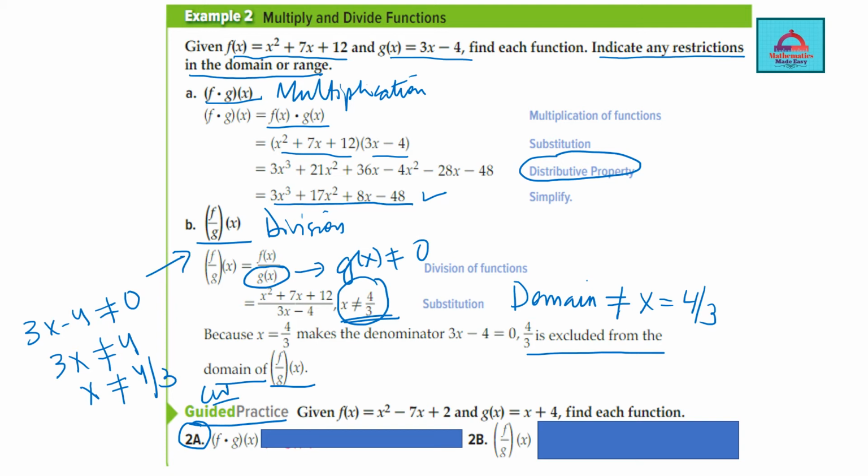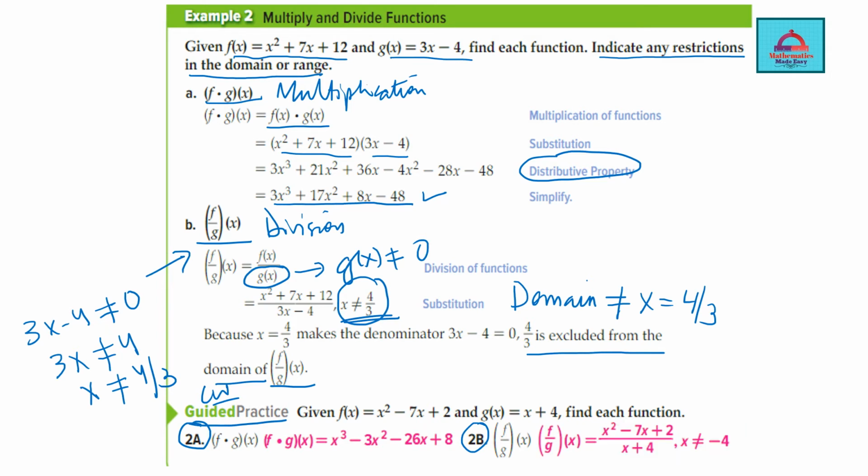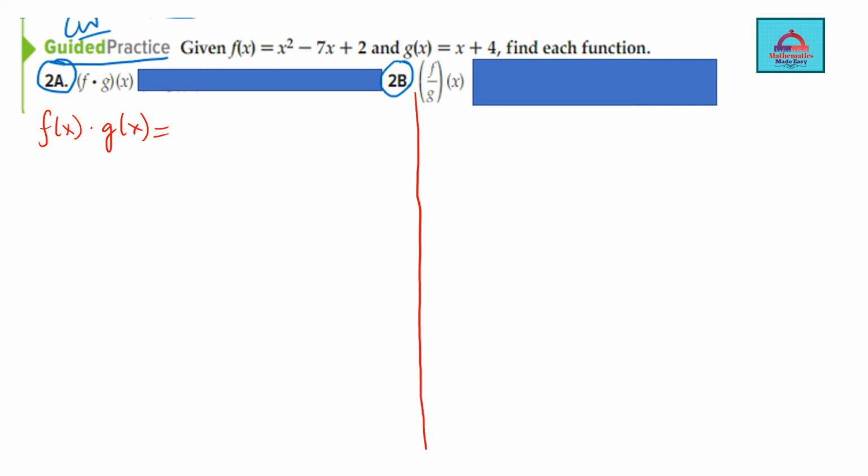Okay, so let's try 2A and 2B now in the next slide, and the correct answers would come out to be these. I have provided them so that you can check your answers. So let's solve them together. Take out your notebooks and solve with me. Okay, so first we'll go for multiplication. So this will be f(x) multiplied with g(x). I'm going to divide the slide into two parts, one for 2a, one for 2b.